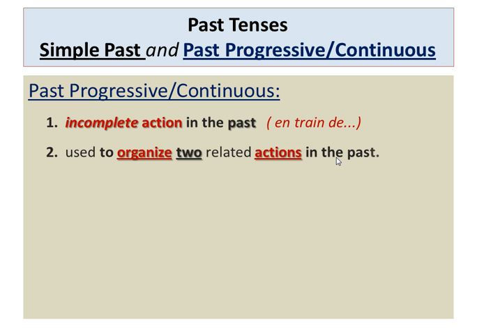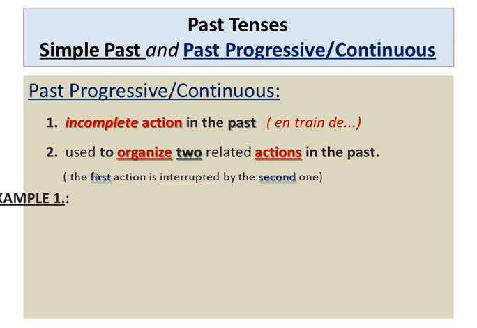It's also used in English to organize two related actions in the past, where the first action is interrupted by the second action. Okay, so these are two actions that are connected logically, where the first one begins and is interrupted or stopped by the second one.